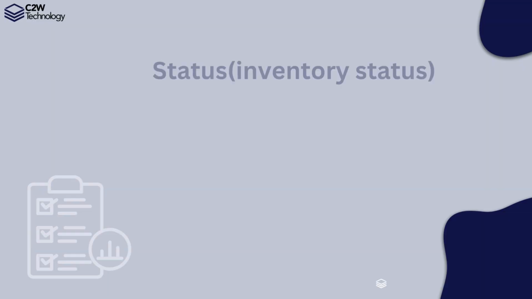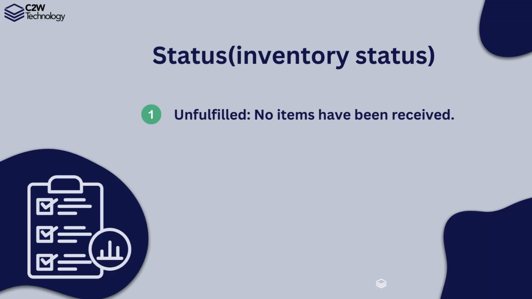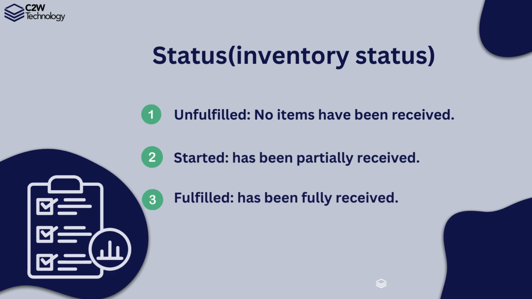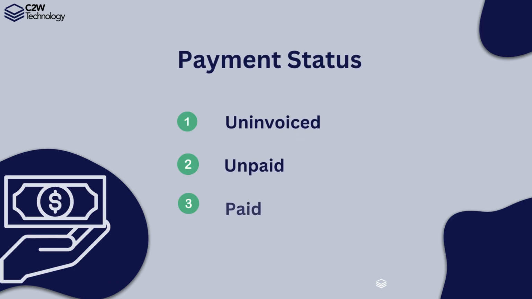There are 3 possible values for the Status field. 1. Unfulfilled, nothing has been received. 2. Started, has been partially received. 3. Fulfilled, has been fully received. Payment status. Uninvoiced, unpaid, and paid.